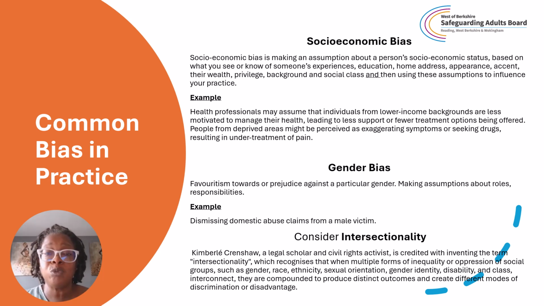Gender bias. This could be favouritism towards or prejudice against a particular gender, making assumptions about roles and responsibilities. As an example, this could be dismissing domestic abuse claims from a male victim. So within bias, we should also consider intersectionality. Intersectionality is when multiple forms of inequality or oppression of a social group, so say gender, race, ethnicity or disability, interconnect. They're then compounded to produce outcomes and create different modes of discrimination or disadvantage.